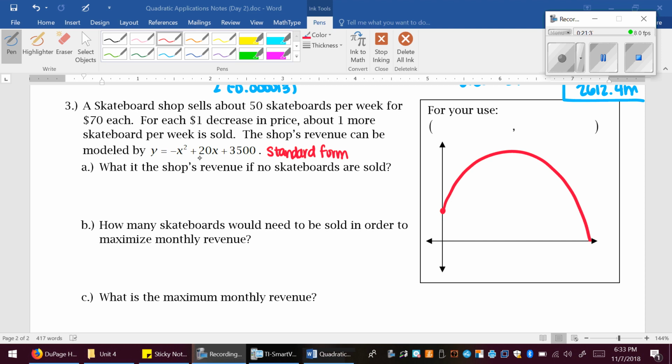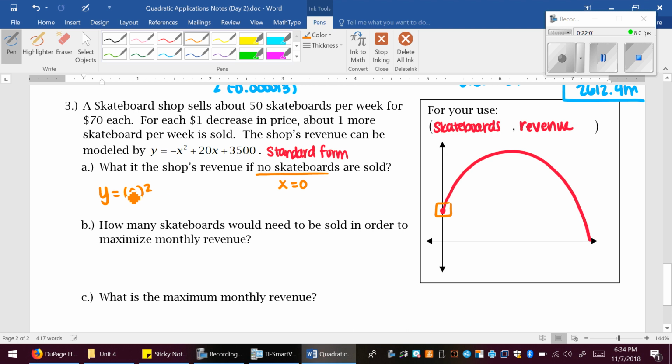I know that x is going to be the number of skateboards that I sell. And based off of every skateboard, I'm making a profit or revenue. So part A says, what is the shop's revenue if no skateboards, so the x coordinate is 0, are sold? If I go to my graph, I know that's my y-intercept, so I'm going to substitute 0 in for the x value. And I will end up with 3,500. Revenue is in dollars.